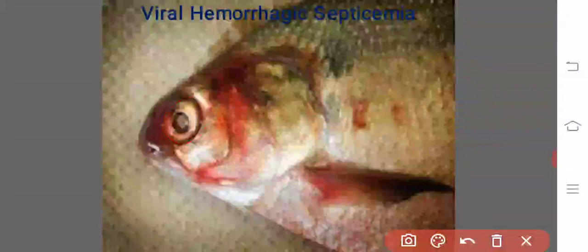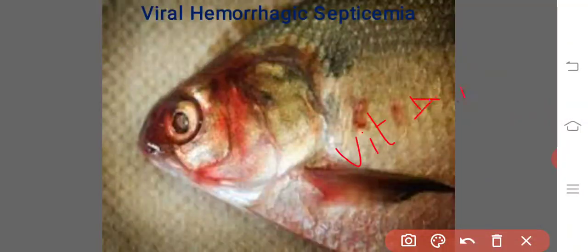Coming to the control measures of the viral hemorrhagic septicemia. It will be prevented by supplying vitamin A, B, and E. And we will also supply rational feeding of 5% of feed per kg body weight of the fish. And you have to maintain the hygienic condition of the culturing pond.